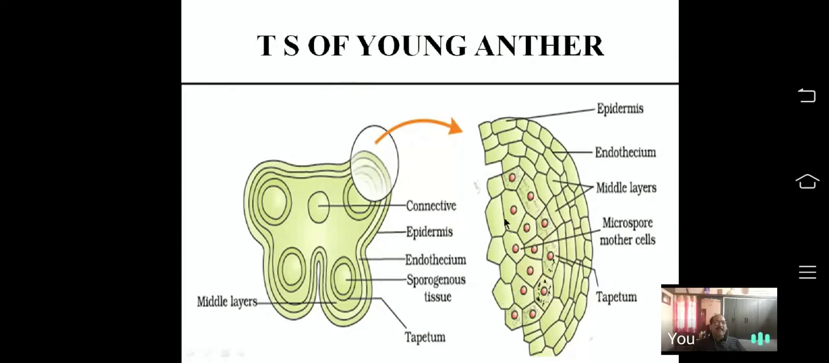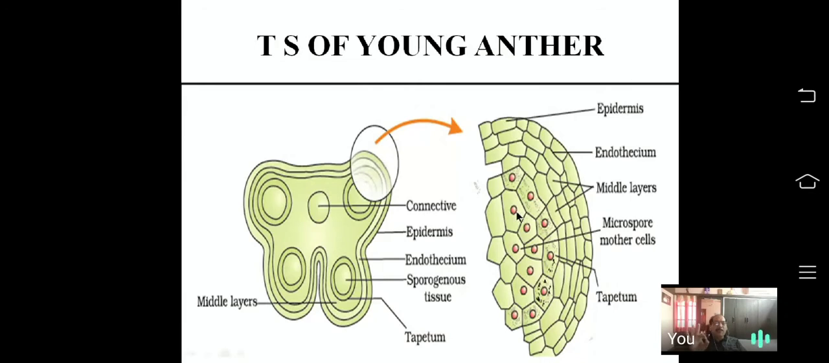Next, this is the sac enclosed by the tapetum layer. This centralmost space is filled with a special type of tissue called sporogenous tissue. The cells of sporogenous tissue are called pollen mother cells.